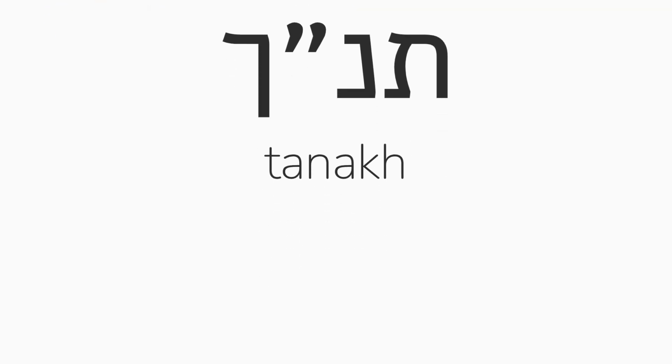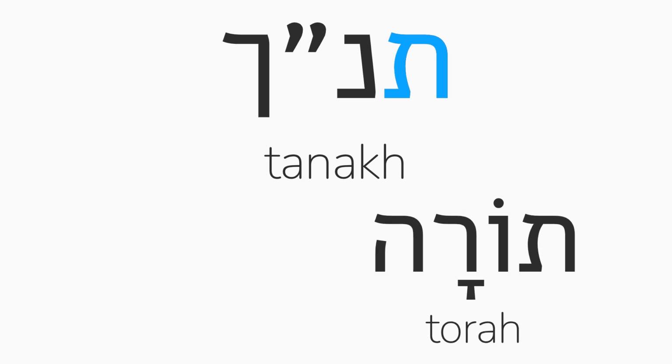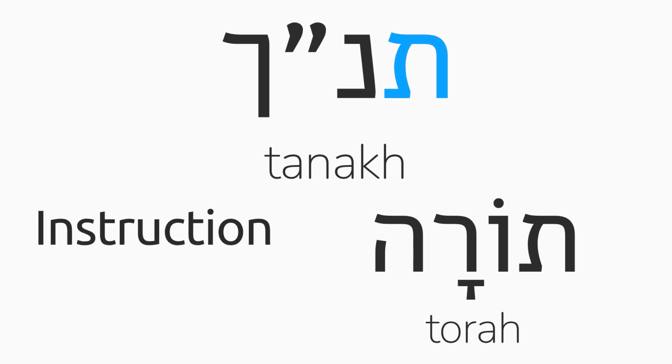Each of its three letters are the first letters of the names of the three sections that the Hebrew Bible is divided into. The first letter in Tanakh is Tav, which is the first letter of Torah, the first section of the Hebrew Bible. Torah means instruction, and is also commonly translated as law.